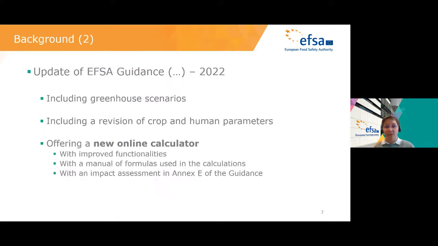And this first update has been published in 2022. As new scenarios in the update, we now have greenhouse scenarios also for operators, residents and bystanders, so not only for workers. It includes also a revision of some crop and human parameters based on an updated status of knowledge. And it is offering a new online calculator with improved functionalities that I will show you afterwards, with a manual of formulas that are used in the calculations. And it has also an impact assessment in Annex E of the guidance.